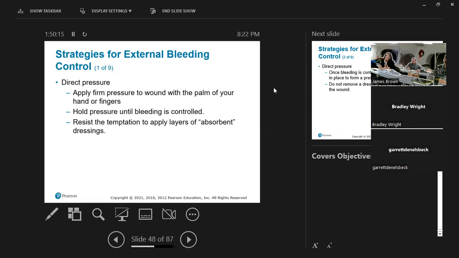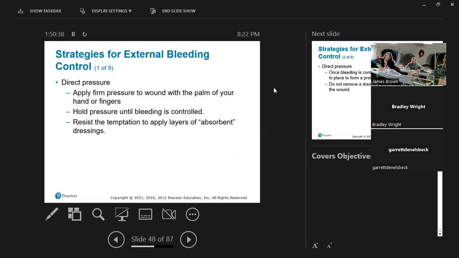Well, it used to be taught that when I went through, and people went through recently, you just keep adding layers on, you never touch the initial layer off because you're taking away the clotting effects. So now if it bleeds through two sets of gauze, tourniquet.